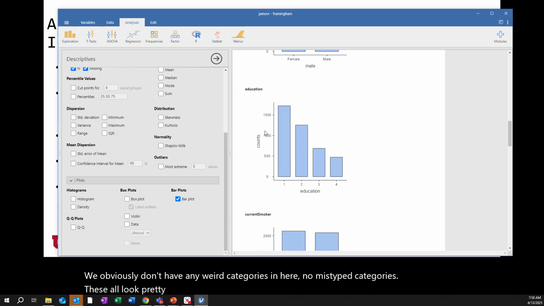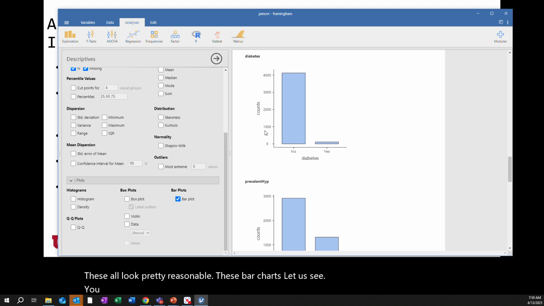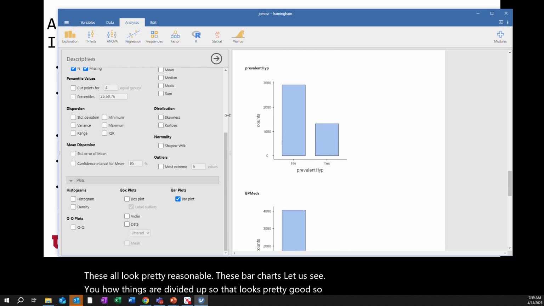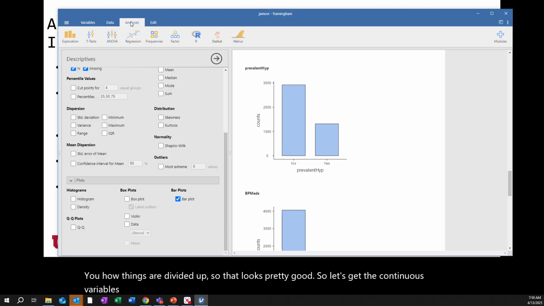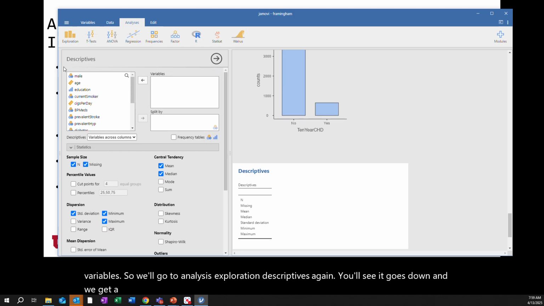These all look pretty reasonable. These bar charts let us see how things are divided up. So that looks pretty good. So let's get the continuous variables. So we'll go to analysis, exploration, descriptives again. You'll see it goes down and we get a new window, and now we can take the continuous variables and drag those over.